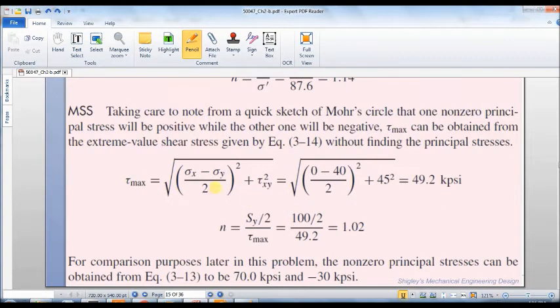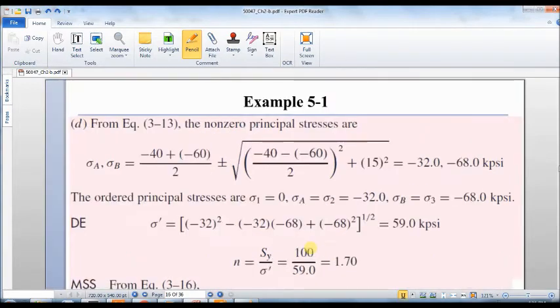Or directly, after you find out one positive and another one negative, you can use the maximum shear stress equation again by using Mohr-Circle theory to find the maximum shear stress, and then substitute here to find the factor of safety.